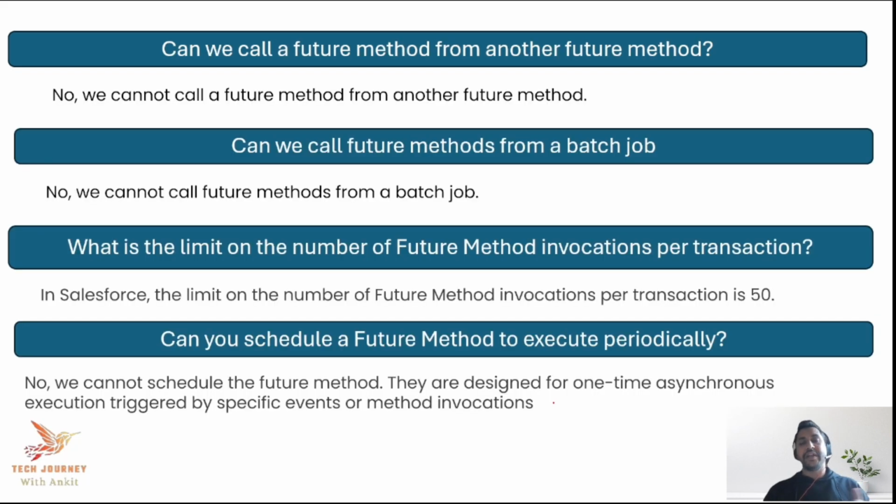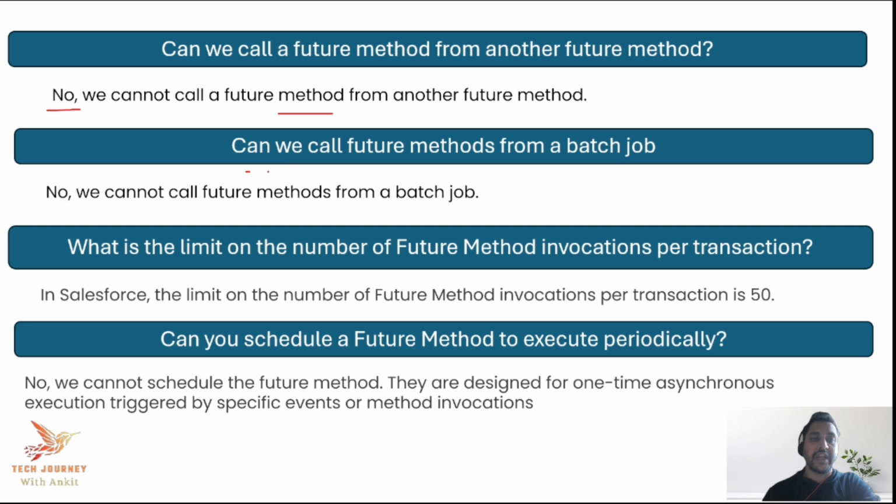There are a few frequently asked questions, mostly one-liner questions that you should know if you are appearing for the interview. For example, can we call a future method from another future method? The answer is no. Chaining is not possible with the help of future methods, and that is another limitation of the future method. So we cannot call another future method from one future method.